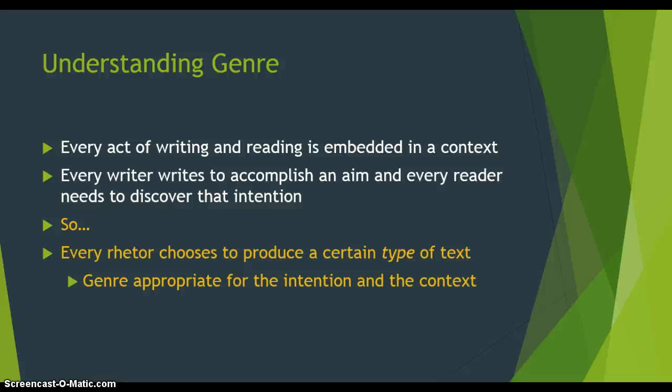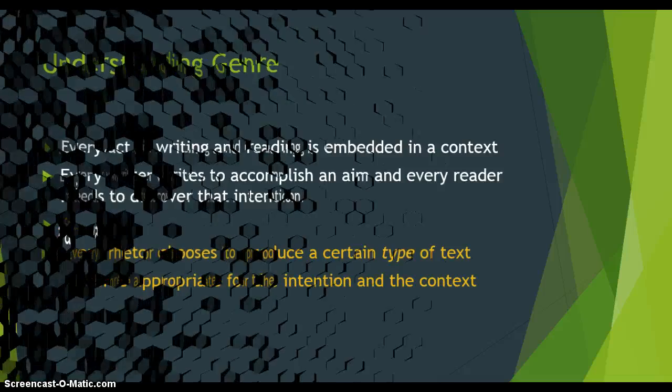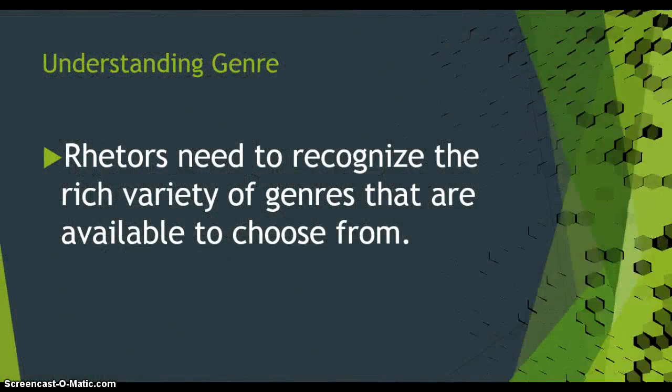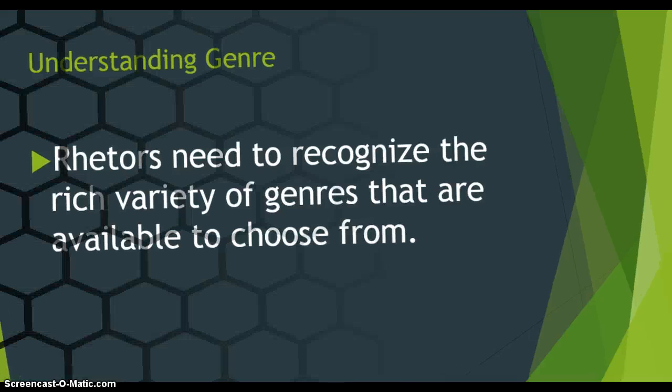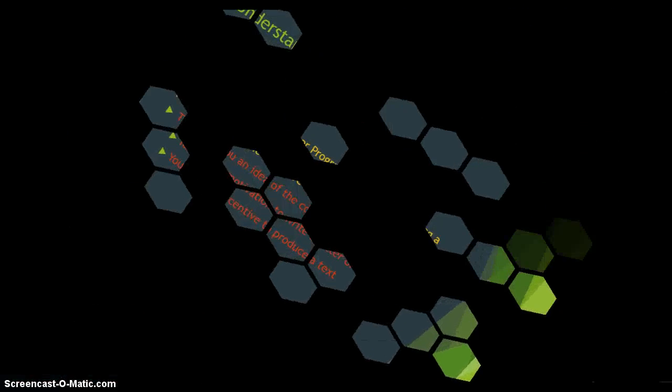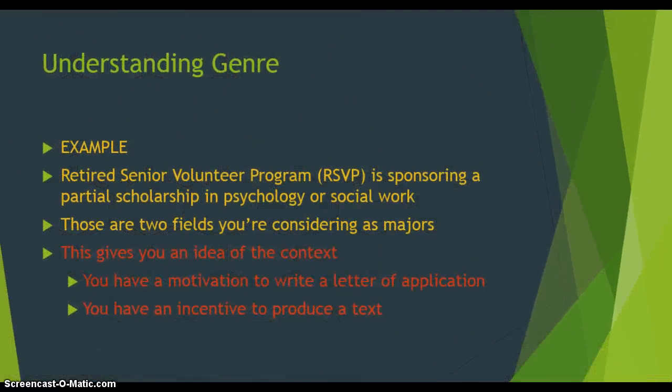So what this means is every writer chooses to produce a certain type of text, which is a genre appropriate for the intention and the context. So let's delve into this a little bit deeper. Writers need to recognize the rich variety of genres that are available to choose from. Let's look at this example.